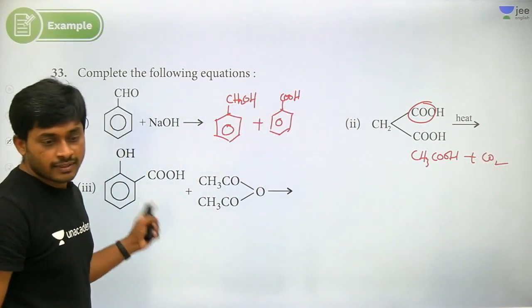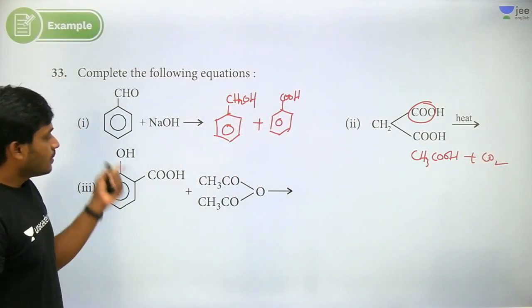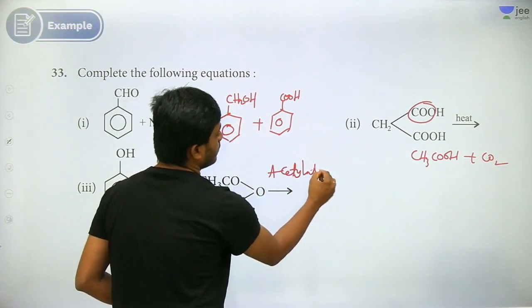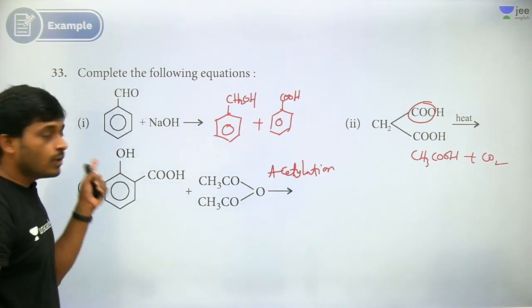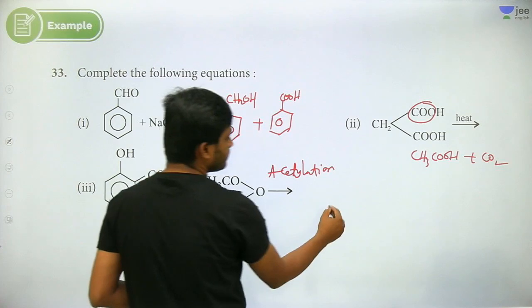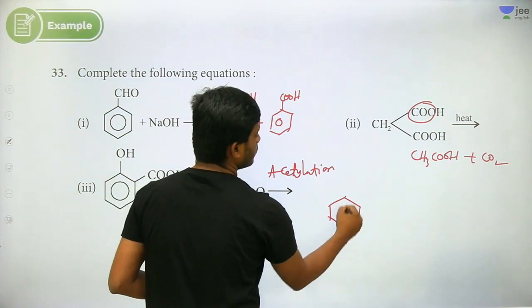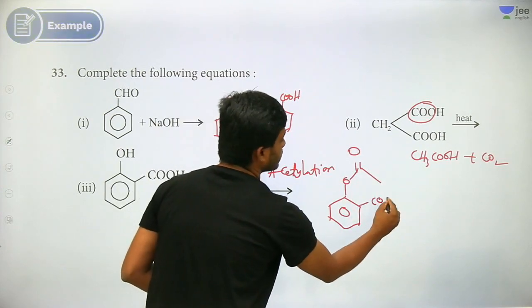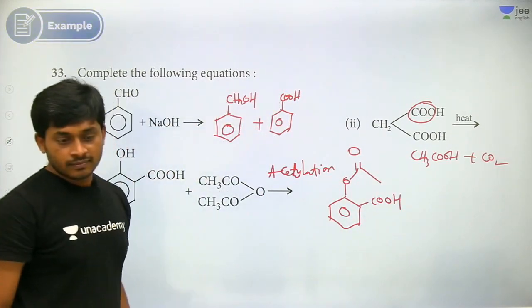Next, this one. This is called acetylation. Acetylation. So OH, salicylic acid plus acetic anhydride. So what we get here? OCOCH3 and COOH. Got it?